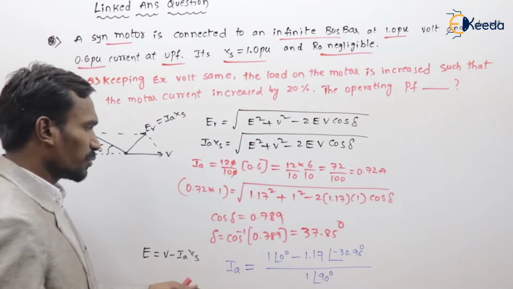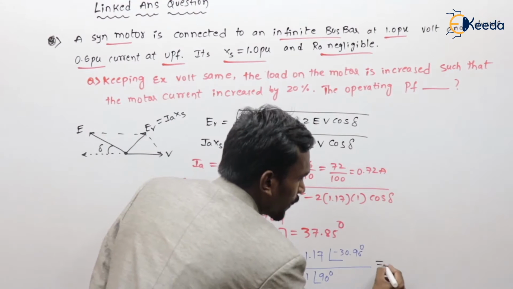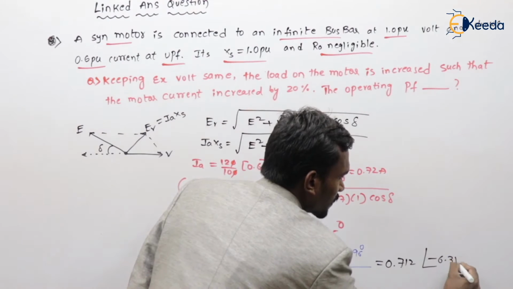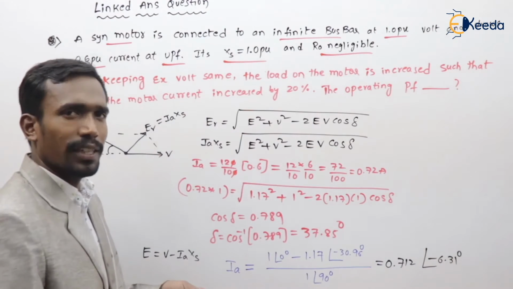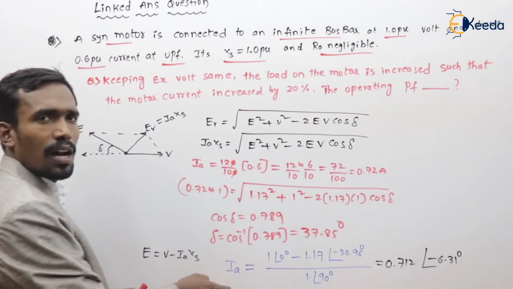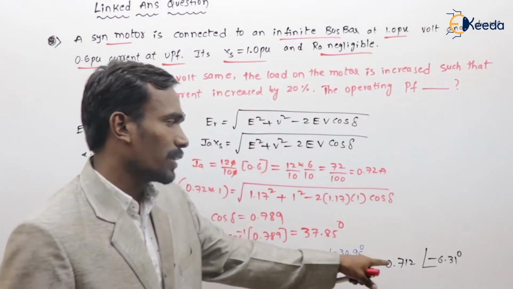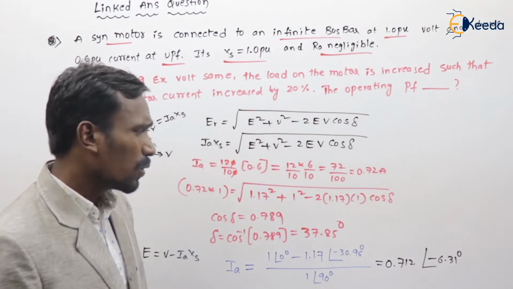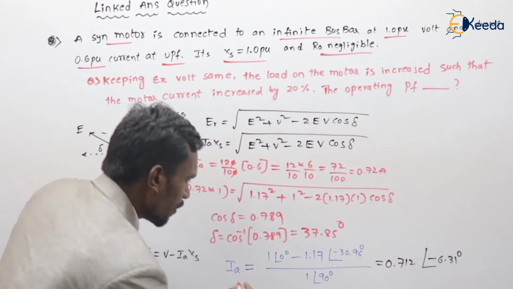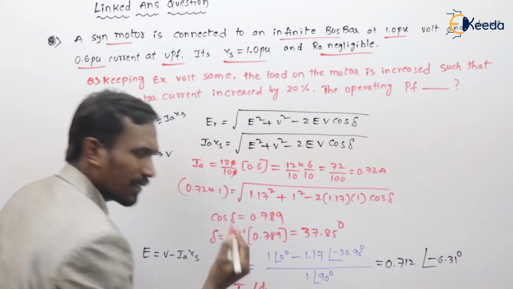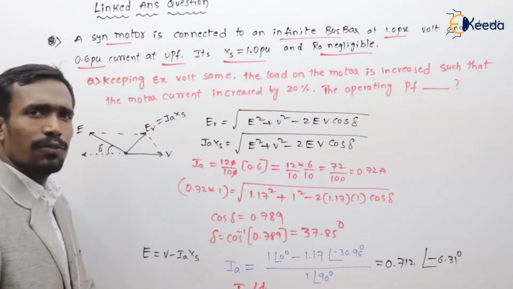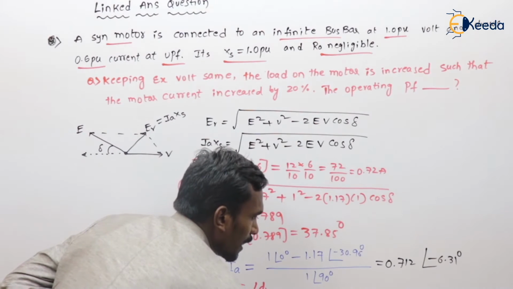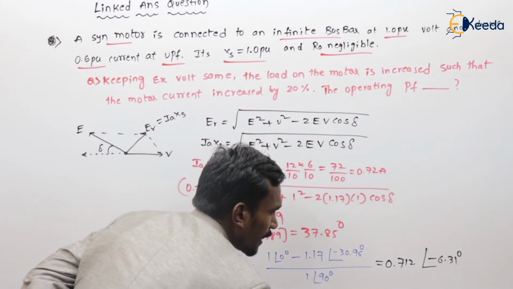If you calculate this value, you can get 0.712 at an angle minus 6.31 degrees. So IA is equal to 0.712 at an angle minus 6.31 degrees. Generally this is the way, IA at an angle phi. Then tell me the power factor. Cos phi is nothing but cos of 6.31.